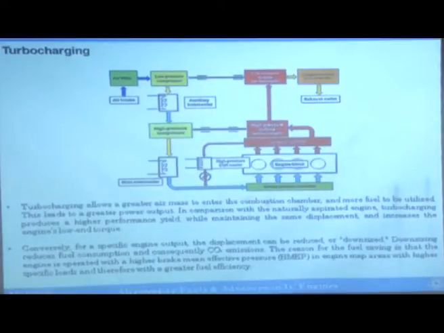Downsizing not only saves in terms of weight, you are using lesser amount of material in making the engine. Material is energy, right, and downsized engines are also more efficient compared to naturally aspirated engines. Okay. So, downsizing reduces fuel consumption, and consequently it also reduces CO emissions. The reason for this fuel saving, why it is more efficient, is that the engine is operating at higher BMEP in engine map area with higher specific loads.